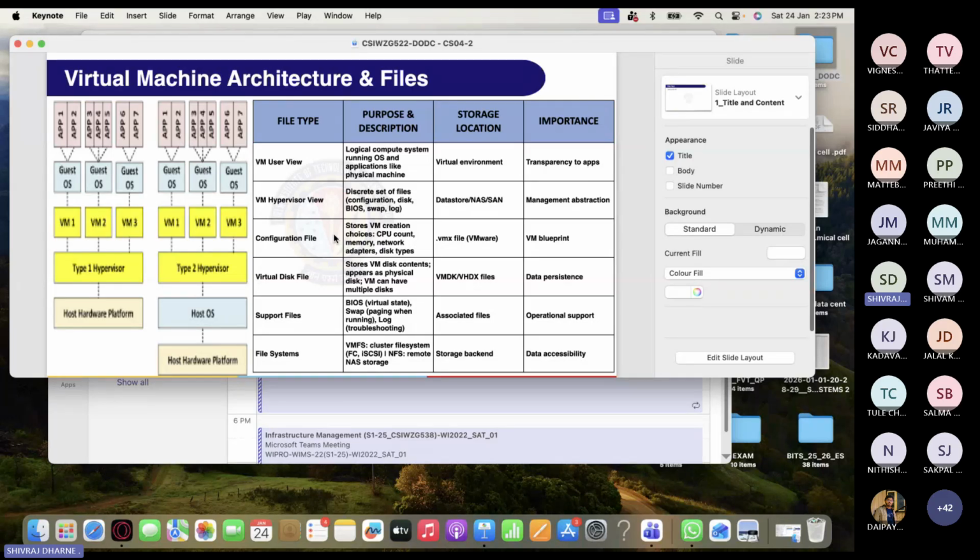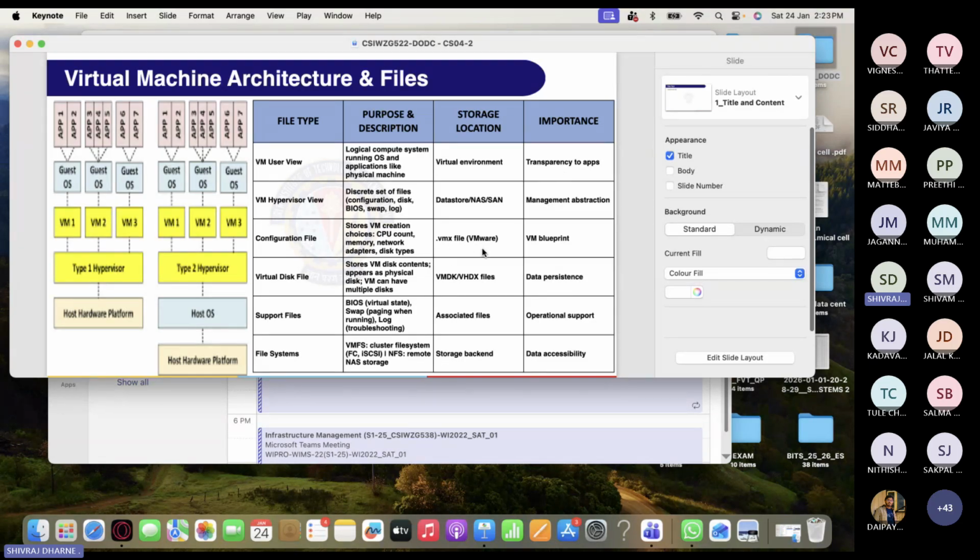So I'll just repeat. Network attached storage is a storage device connected to a normal network like a LAN, that will store and share the files. And the next one is SAN, a storage area network. That means it is a dedicated high-speed network that connects servers directly to the storage. So it is given here, right? This is where data is stored for this VM hypervisor view. Its importance is management, abstraction, and transparency to apps.